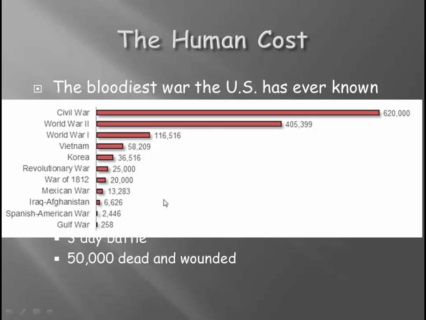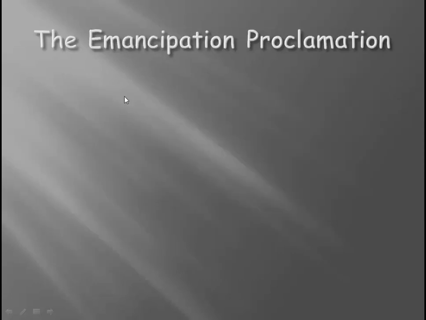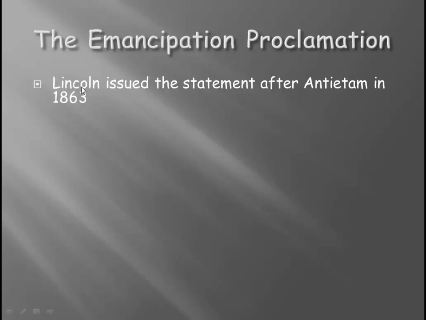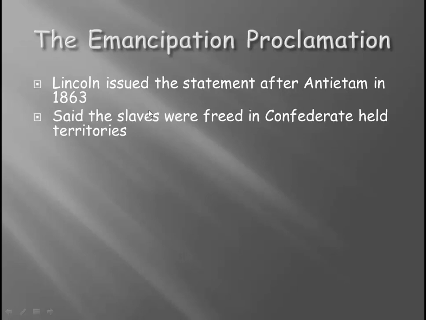So what does happen after Antietam, though? Lincoln feels the need, and I think he's ready to issue what's known as the Emancipation Proclamation. And what he did after that battle, which was so deadly, is he said all the slaves were free in Confederate-held territories. Be very clear on this point. He did not free all the slaves. He said that all the slaves were freed in Confederate-held territories.